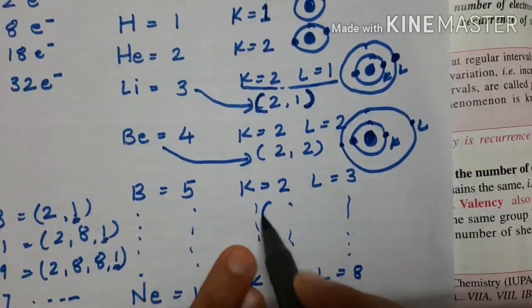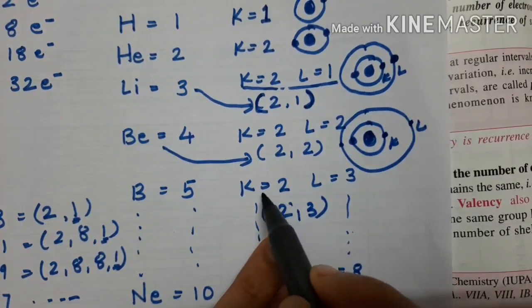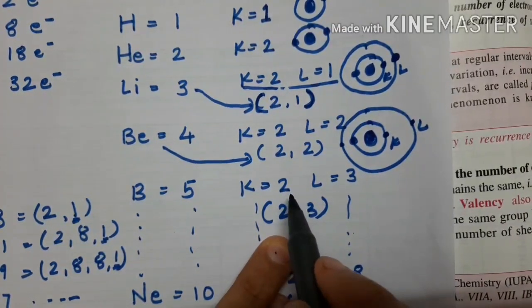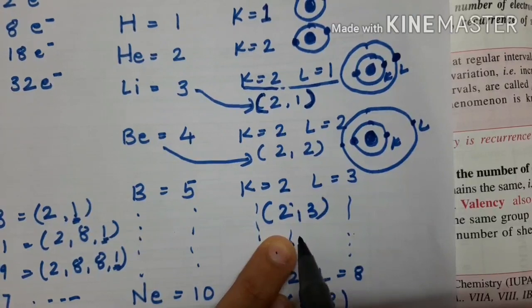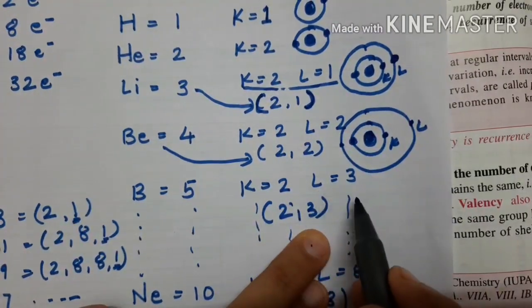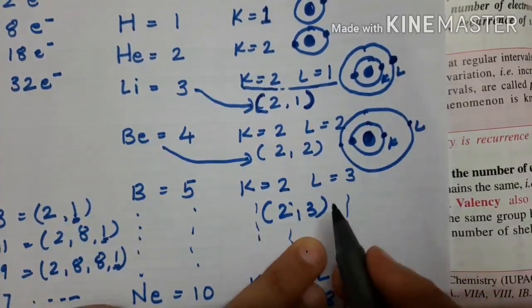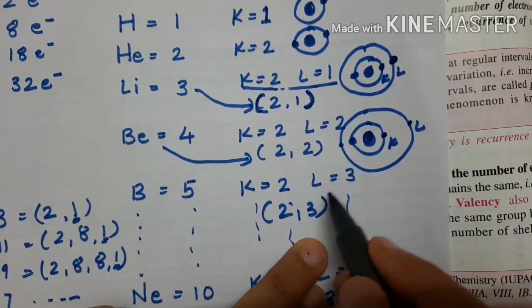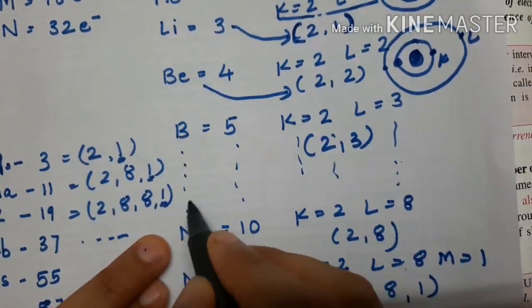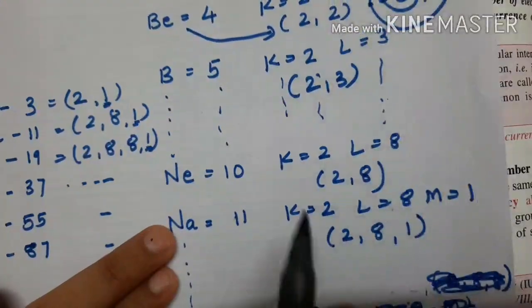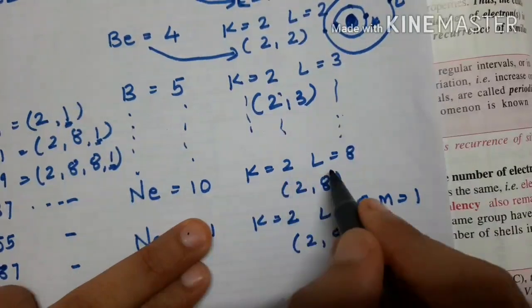Boron, next: 2, 3. Why am I not increasing the 2? Because K has only 2 capacity, it can hold only 2 electrons. That's why not more than 2. It's not even possible. And L has 8. So now we can increase the atomic number and add electrons into the L shell until 8. Neon, you can see, has 10, so if we do it like this, K has 2 and L has 8.